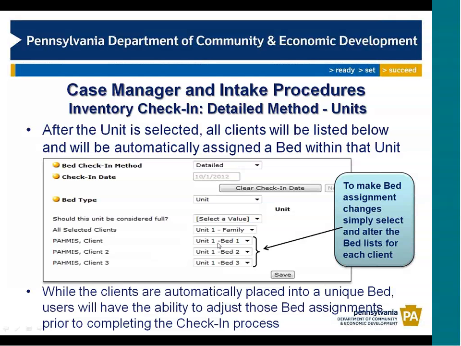Now, even though they're automatically assigned to each person, don't worry, if you don't like the bed arrangement, you say, hey, I want to put this person in bed 4. You can go ahead and do that. Basically, each drop-down will have all the beds in the unit. You can change that around to however you like for the assignments. Once you're done there, you hit save, and that's how you put people into a unit.